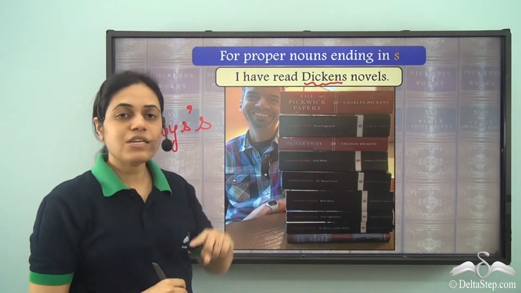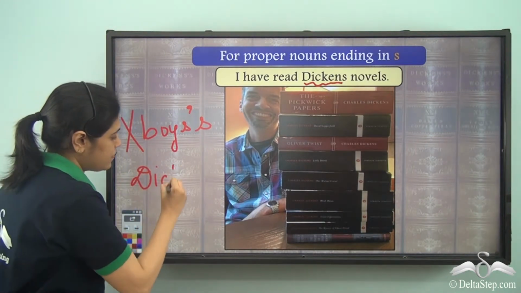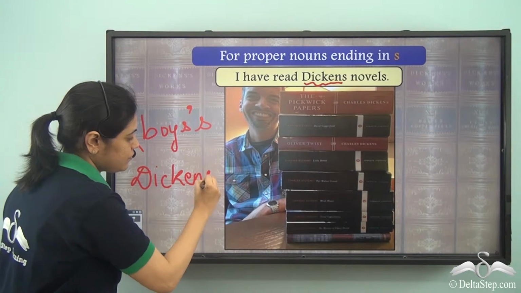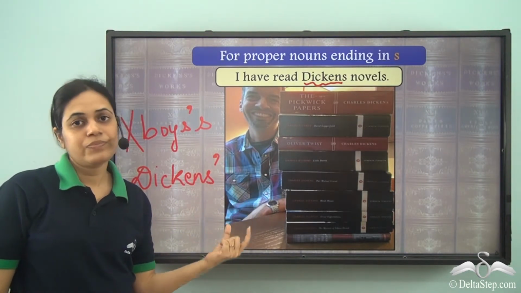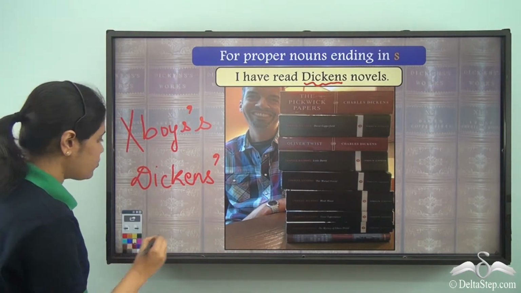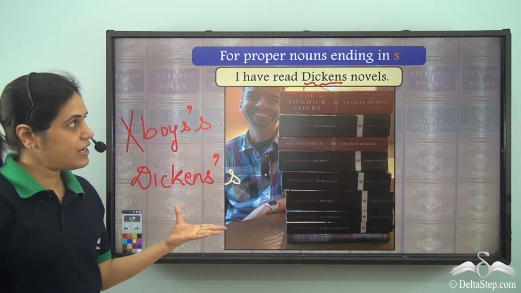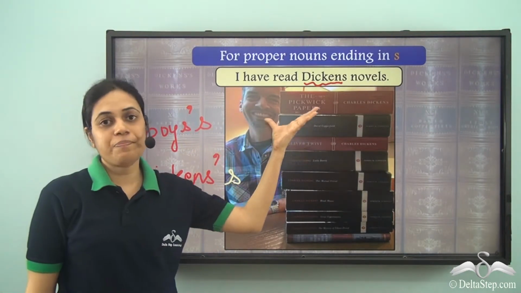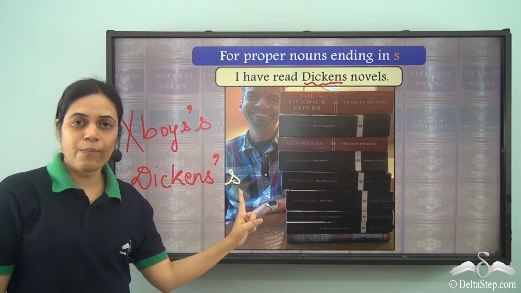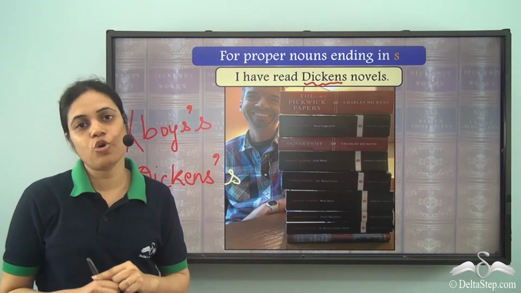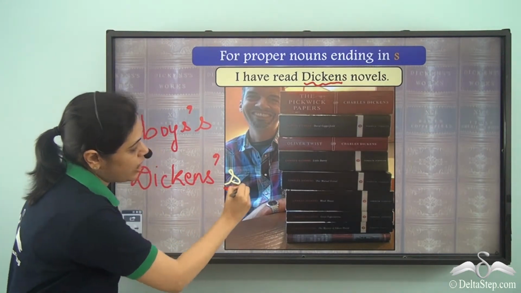Now I need an apostrophe here. So I will have Dickens apostrophe. Will I have an S here? Yes, I need to write an S here because even if the names of people end with S, I put an apostrophe and an S to show possession. Over here, I need to write this S.